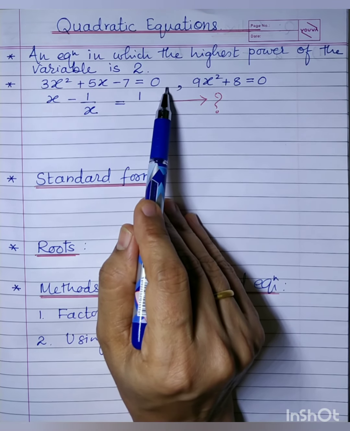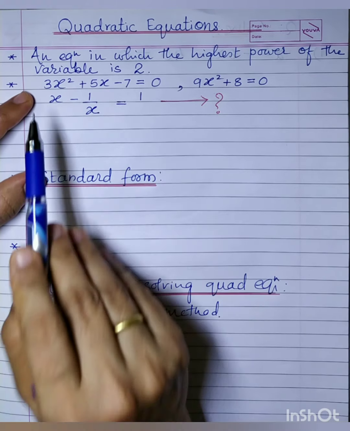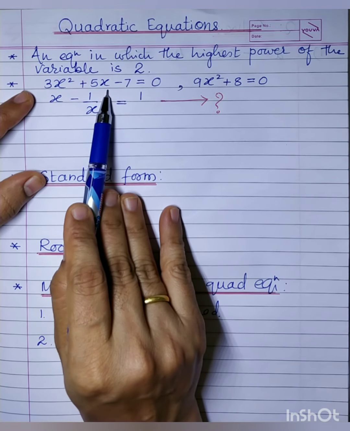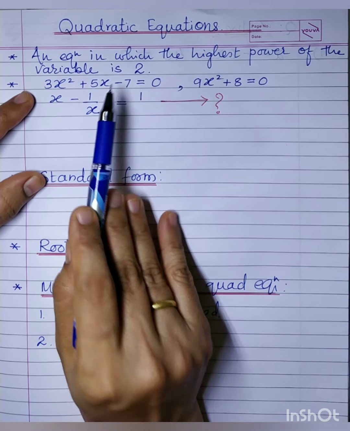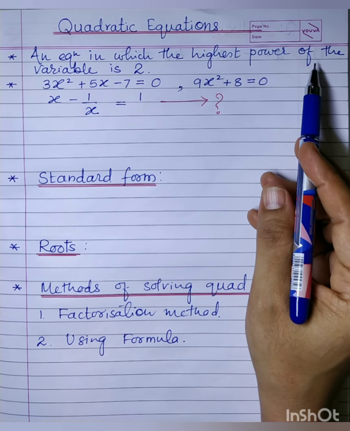It's an equation, no doubt. You can see what's the variable here? X. And the highest power of x here is 2. So it is an example of a quadratic equation. Okay. 9x square plus 8 is equal to 0 is another example.